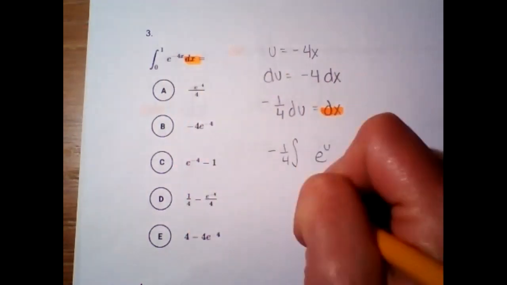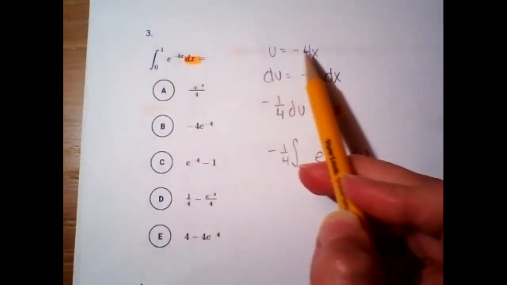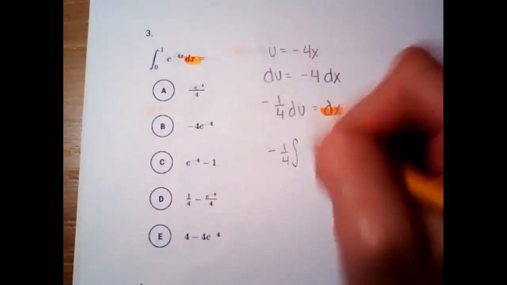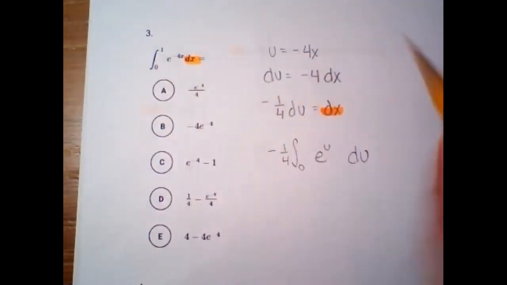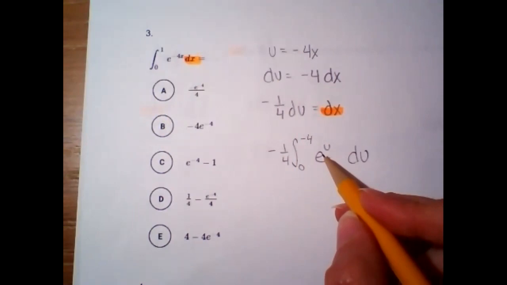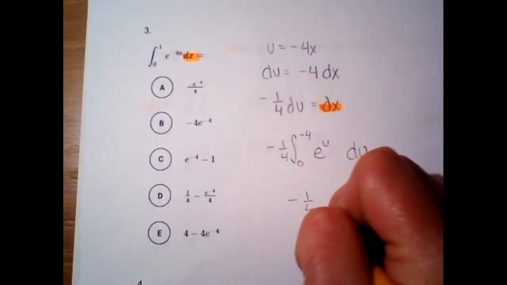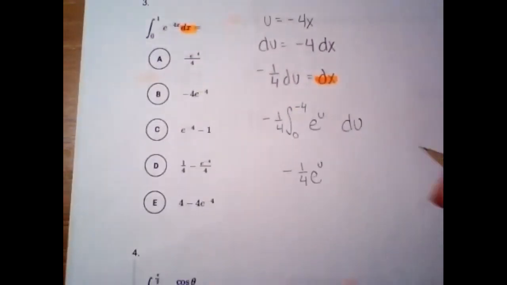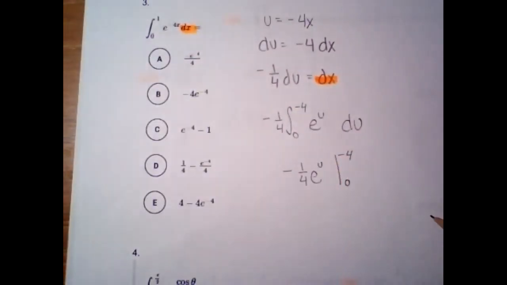Oh, I need to adjust the boundaries, hold on. If I plug in 0 for x, I'm going to get 0. And if I plug in 1 for x, I'm going to get negative 4. So the nice thing about e is it's its own derivative and it's its own antiderivative. So this will be negative 1/4 e to the u, and we just have to evaluate upper boundary minus lower boundary.